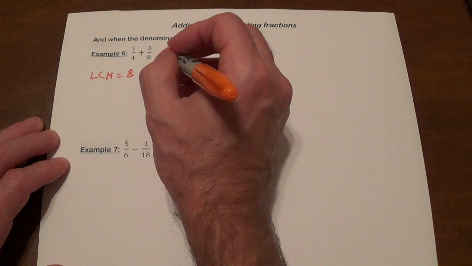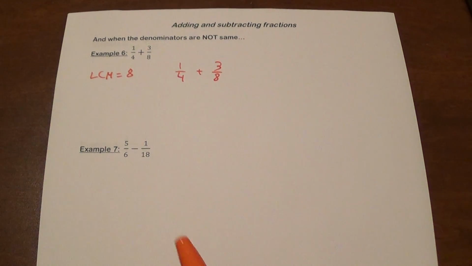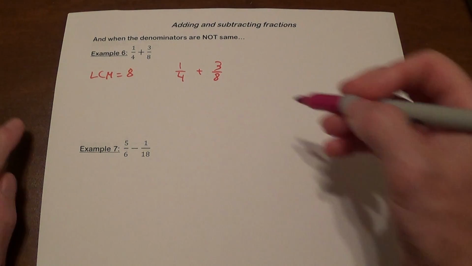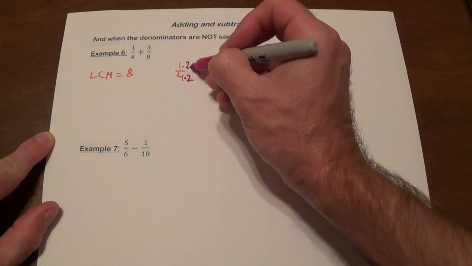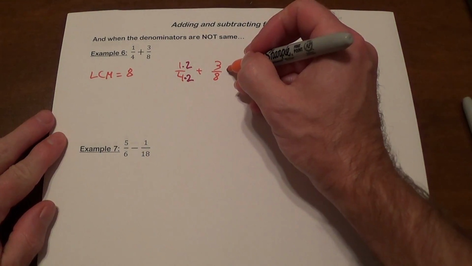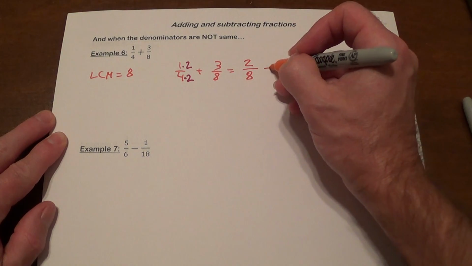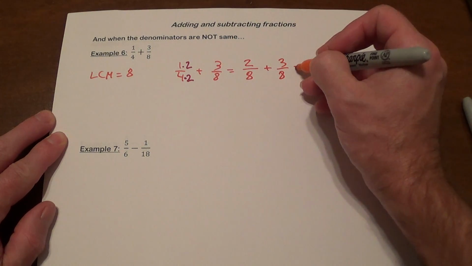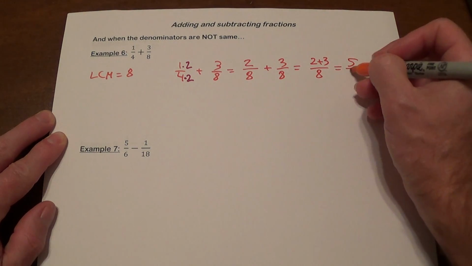But what do we need to do now? Let me rewrite that. So we got 1/4 plus 3/8. We obviously have 8 in one of our fractions, but we don't have 8 in the other one. So how can we get 8 out of 4? Well, we're going to have to multiply by 2. But when we multiply by 2, we're going to multiply both the numerator and the denominator, because remember, you have to keep an equivalent fraction. So 1 times 2 is 2. 4 times 2 is 8, obviously. Plus 3 over 8. And that's going to be 2 plus 3 over 8. And that is 5/8.